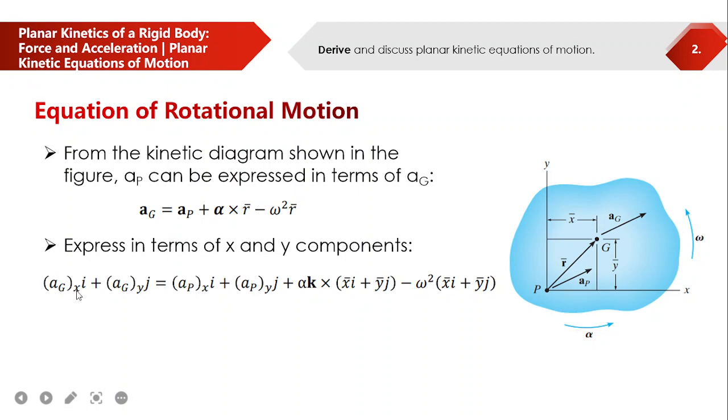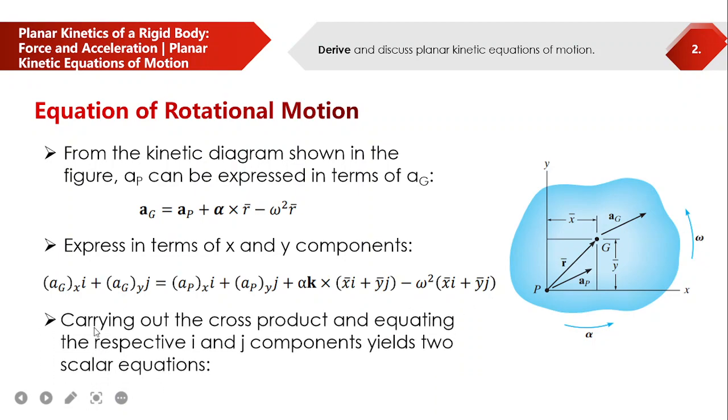So that will be a sub g sub x i plus a sub g sub y j is equal to a sub p sub x i plus a sub p sub y j plus alpha k times x bar i plus y bar j minus omega squared times x bar i plus y bar j. So carrying out the cross product and equating the respective i and j components yields two scalar equations.